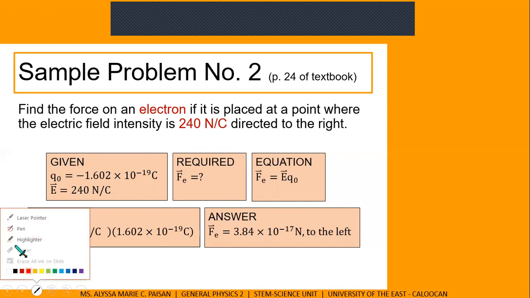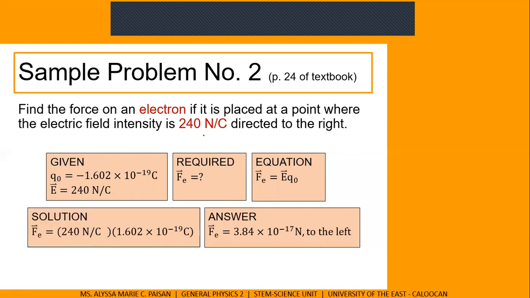Tingnan natin kung saan yan nanggaling. Look at the problem. Sabi dito, the electric field intensity is directed to the right. Usually, dun sa sample problem number 1 natin, no, anong tawag dyan?